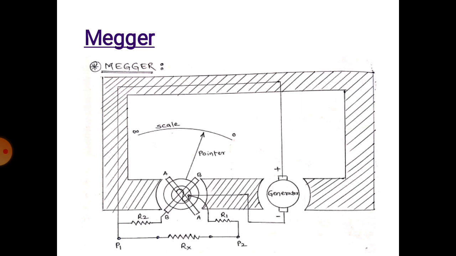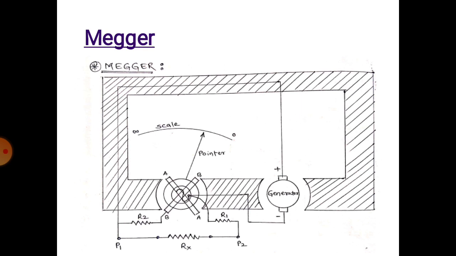It can be used to measure resistance above 50 megaohm. The essential parts of the Megger are shown in the figure. The Megger is a portable ohmmeter with a built-in high voltage source. It has two main elements, a DC generator and an ohmmeter. The generator armature is turned by hand to produce a voltage of 500 volt.